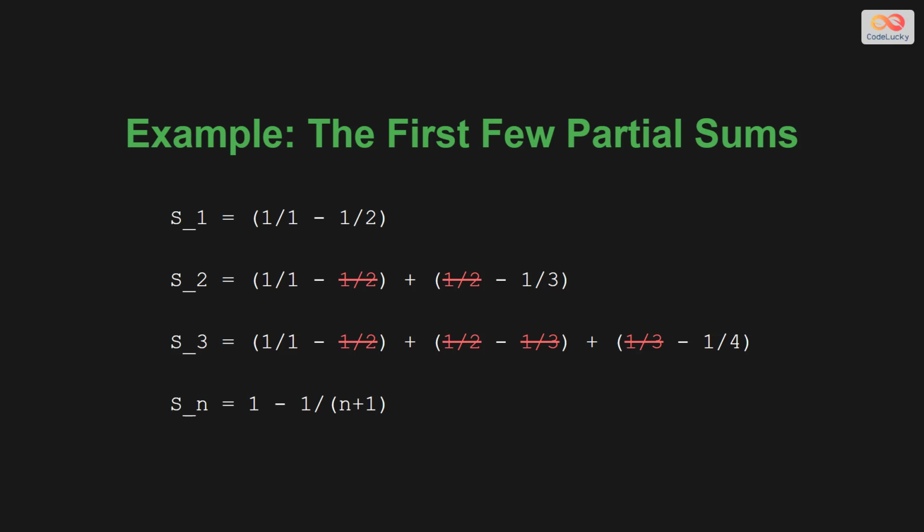Let's look at an example. Consider the series made from the terms 1 divided by n times n plus 1. When we write out the first few partial sums, you can see the magic happen. The negative 1/2 cancels with the positive 1/2. The negative 1/3 cancels with the positive 1/3, and so on. The only terms that don't get cancelled are the very first term, which is 1, and the very last term.